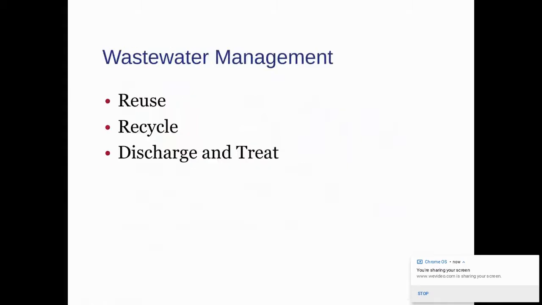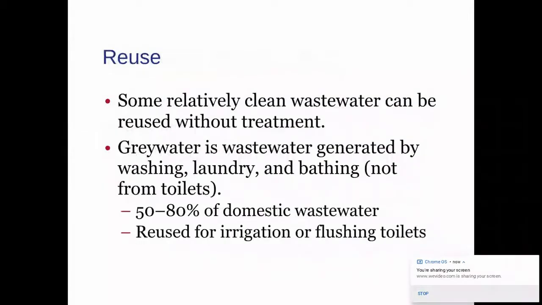So the basics of wastewater management: you try to reuse, recycle, or discharge and treat. So some relatively clean wastewater can be reused without treatment. So in your own house, some of the stuff that comes out of your sinks and your showers, for the most part, can be reused. It's called gray water. It's generated by washing, laundry, bathing, just not your toilets. Obviously, there's some stuff from the toilet that is toxic and dangerous and needs to be treated.